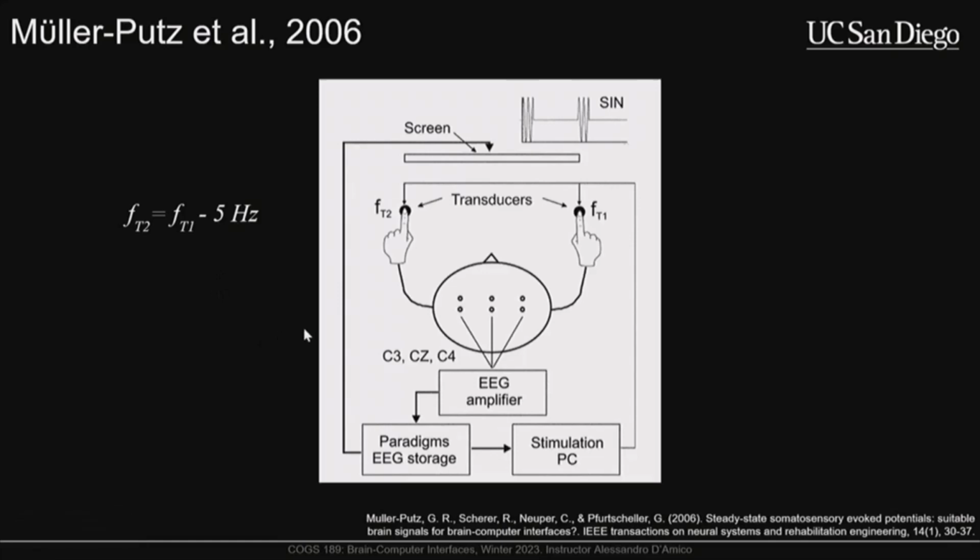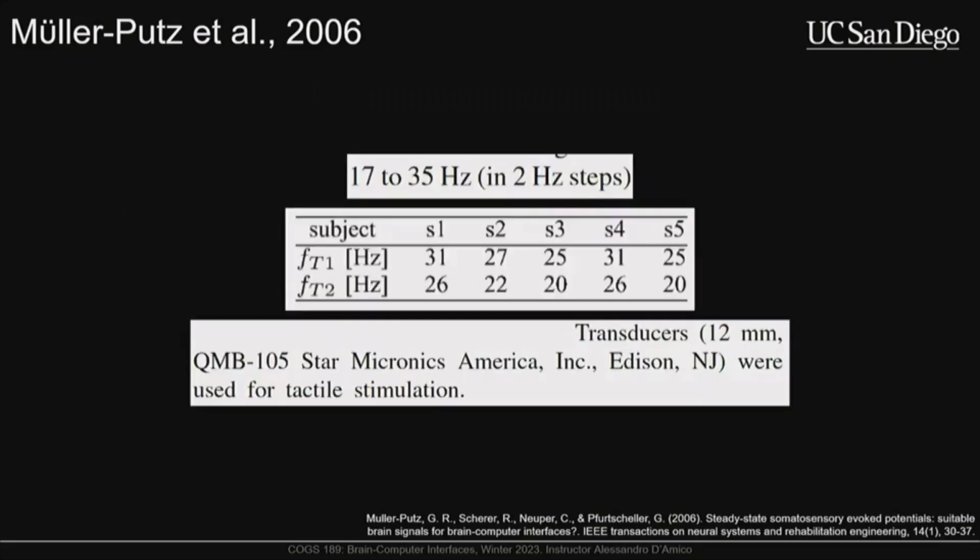FT2 is just 5 hertz below FT1, which is the first frequency, and they looked for this frequency in every individual separately. They used this sweeping approach: they probed from 17 hertz to 35 hertz in 2 hertz steps, and they recorded from every subject their response to these different frequencies, and they picked the one that resonated the best, so the one that you'd get the most power from consistently. So this list is here.